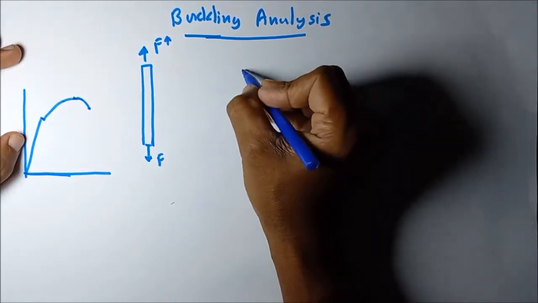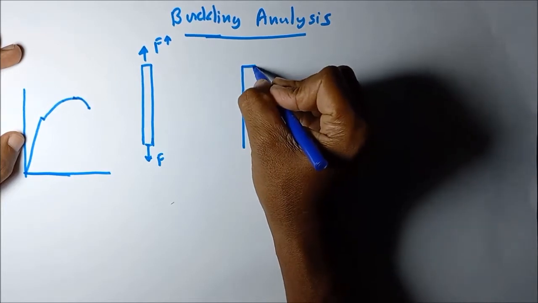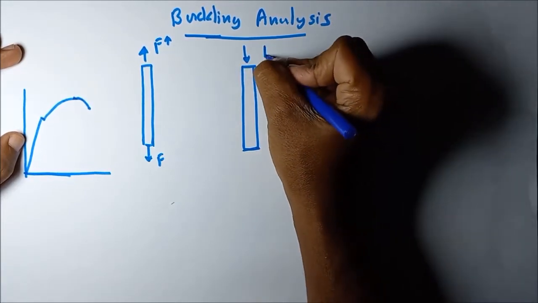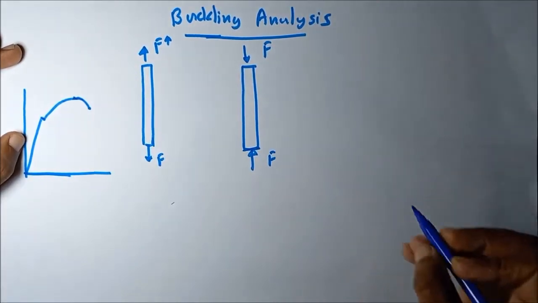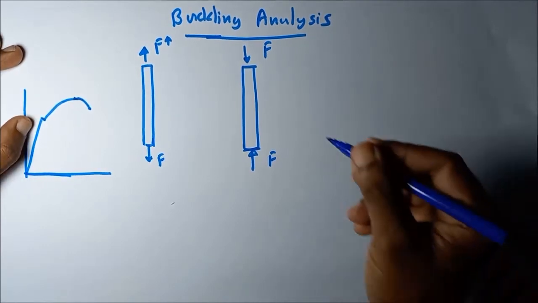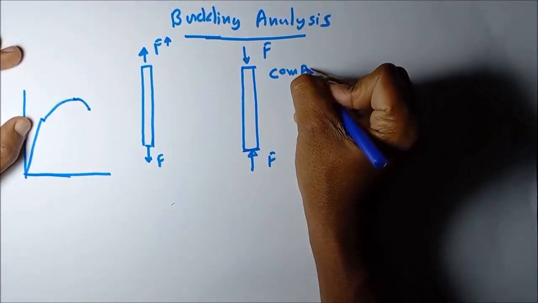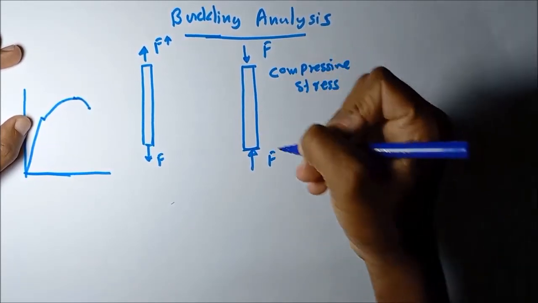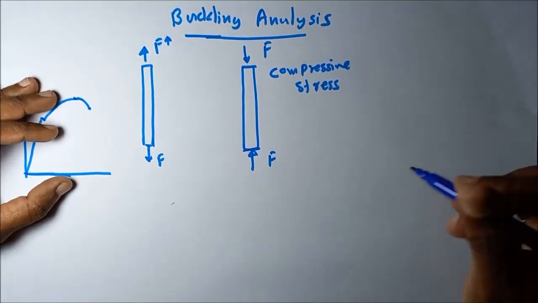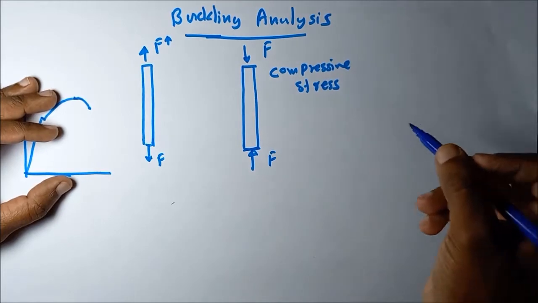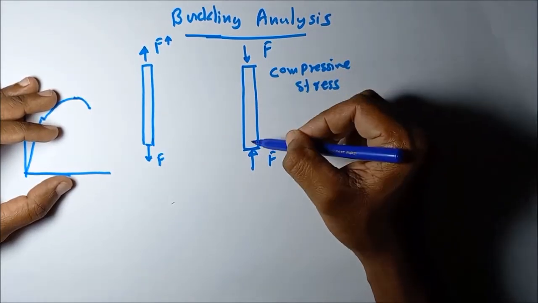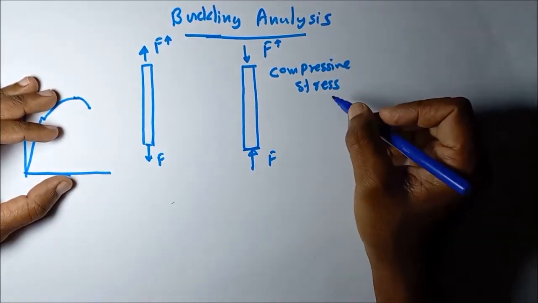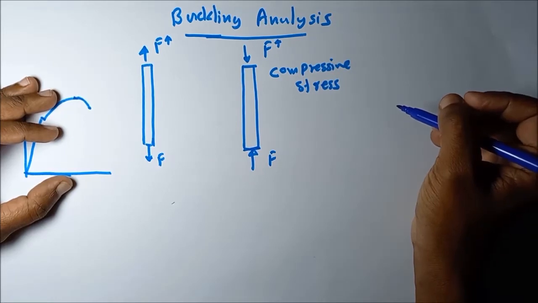Then what happens if the component is subjected to a compressive stress? Let's take a uniform cross section bar element with a compressive load acting on it. If this beam fails due to the compressive stress, when increasing the load, what are the methods by which this element can fail?